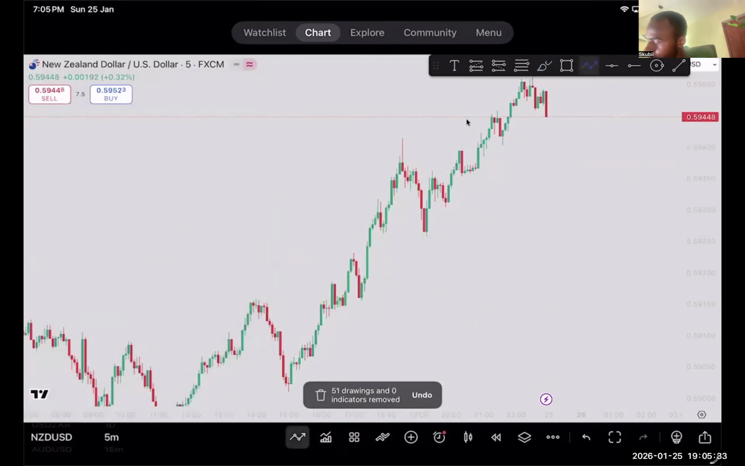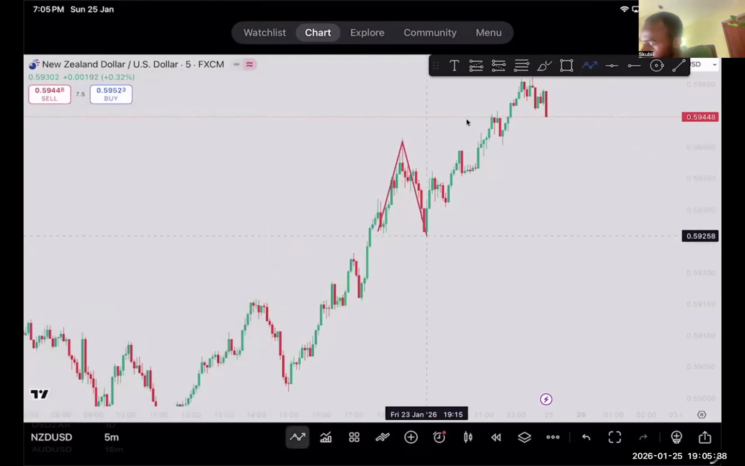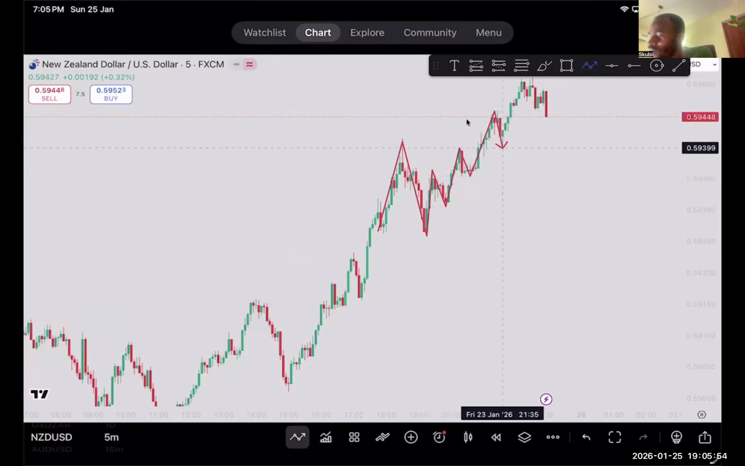Price pushed up to create this high, this low. Price pushed up and did not create a higher high here. I'll just call this maybe an equal high. It's almost equal. And then price pushed down, higher low. Price pushed up again. This high broke above the previous one. So we created a higher high, higher low. Higher high here, higher low, and then a higher high. Now price is pushing to the downside to create what? A higher low.